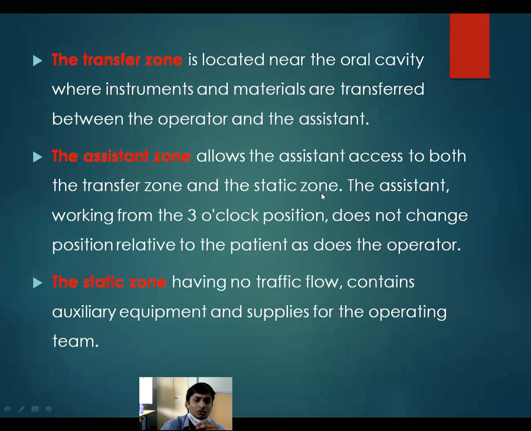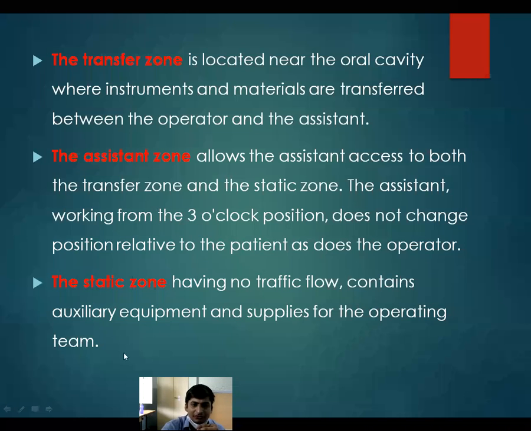He is sitting at the 3 o'clock position. He does not change position related to the patient. His position is fixed at the 3 o'clock position. He does not change his position according to the patient, as does the operator. The static zone has no traffic flow, and contains auxiliary equipment and supplies for the operating team. So the static zone contains different auxiliary instruments and different materials which will be required during the procedure.